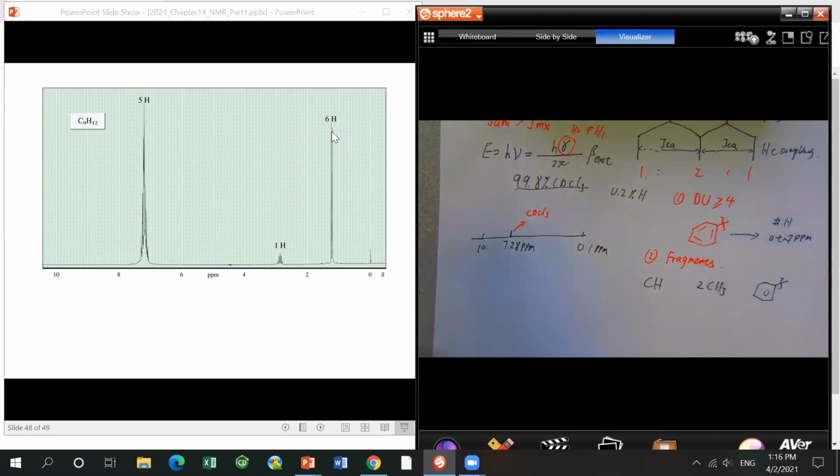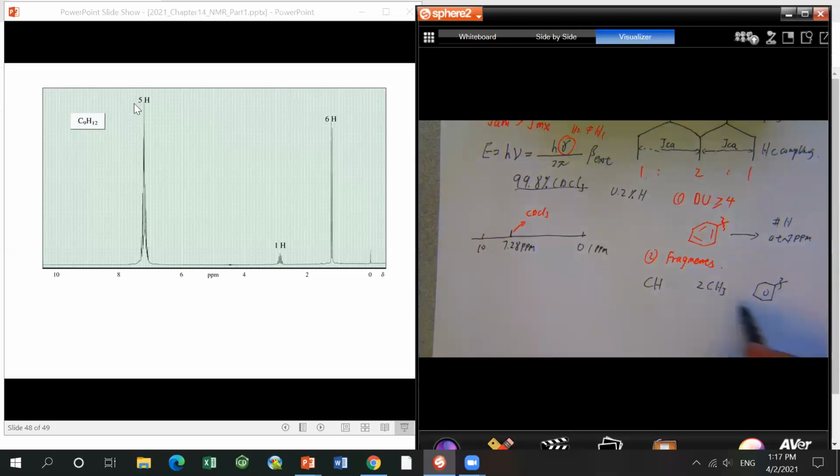Then look at how many protons appear at about 7, because protons on a benzene ring show an NMR signal at about 7. If 5 protons, it's a monosubstituted benzene; 4 protons, a disubstituted benzene; 3 protons, a trisubstituted benzene.